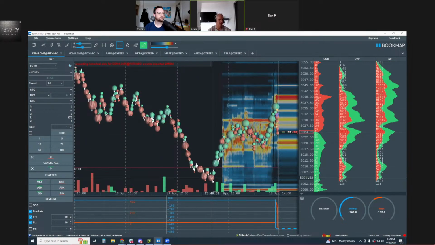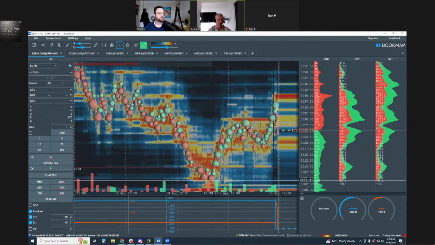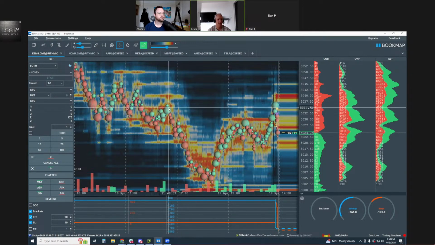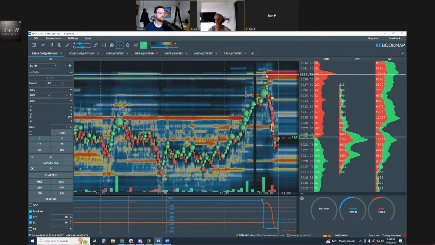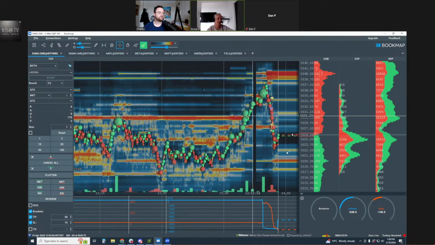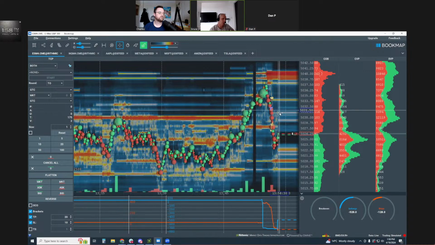Here's your poor low down here. Maybe this is it. Maybe just this swing. But it was this liquidity on this time frame that gave us a little bit of insight. Yep. So that's one way to work it.